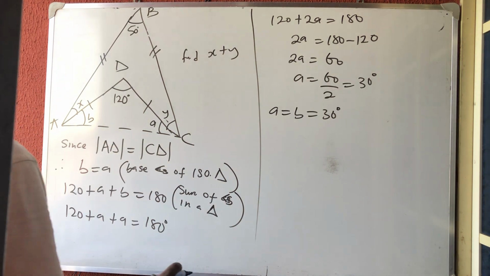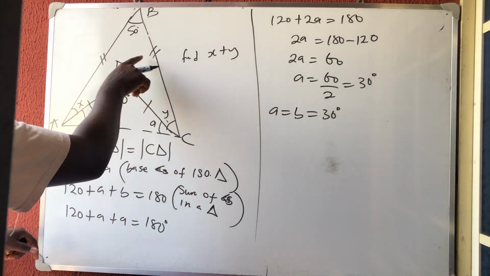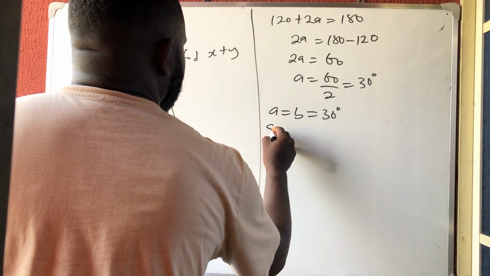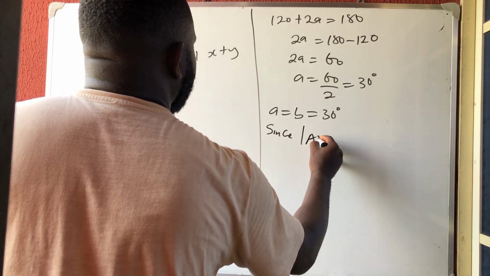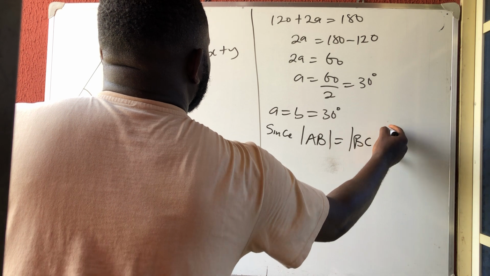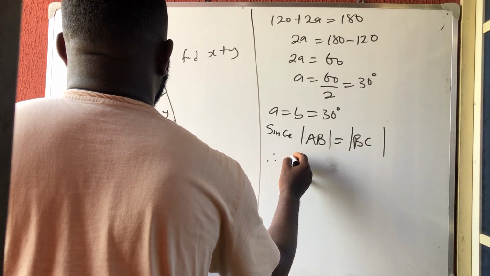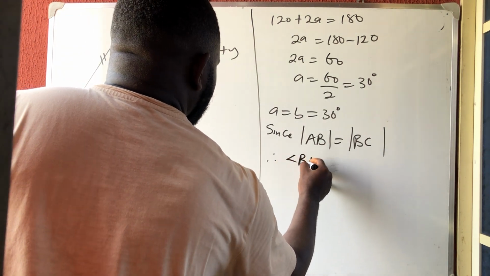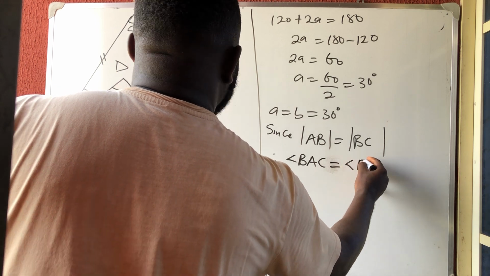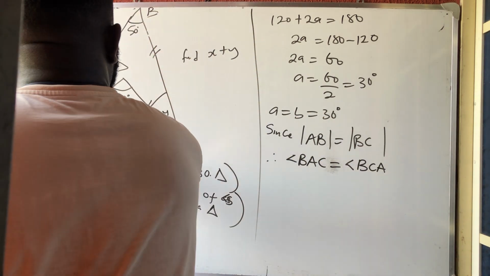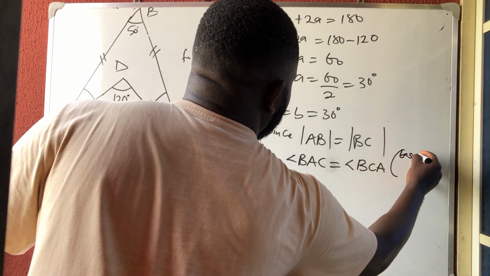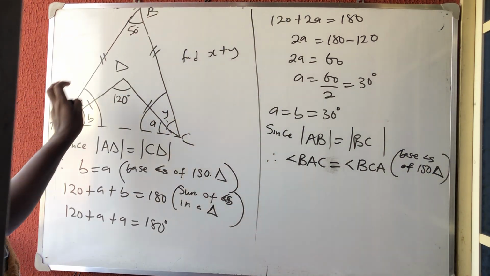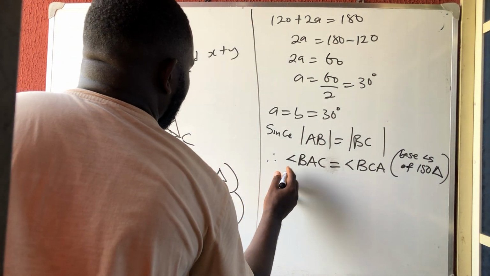I've gotten that. So the next thing we're going to get is that since this line is equal to this line, automatically the base angles, this and this, are supposed to be equal. So we tell them that since line AB is equal to line BC, therefore angle BAC must be equal to angle BCA. And my reason is base angles of isosceles triangle. But angle BAC is when you combine these two angles.